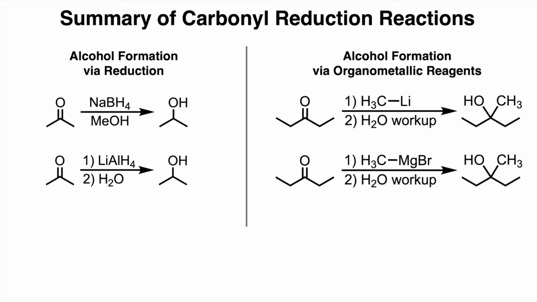So in summary, you learned 4 new reactions to reduce carbonyls to alcohols. If you do not want your carbon count to change, then you can use a hydride source such as NaBH4 or LiAlH4 to form your alcohol product. But if you want your carbon count to increase, then you can use an organometallic reagent like organolithium or Grignard to form your alcohol product.